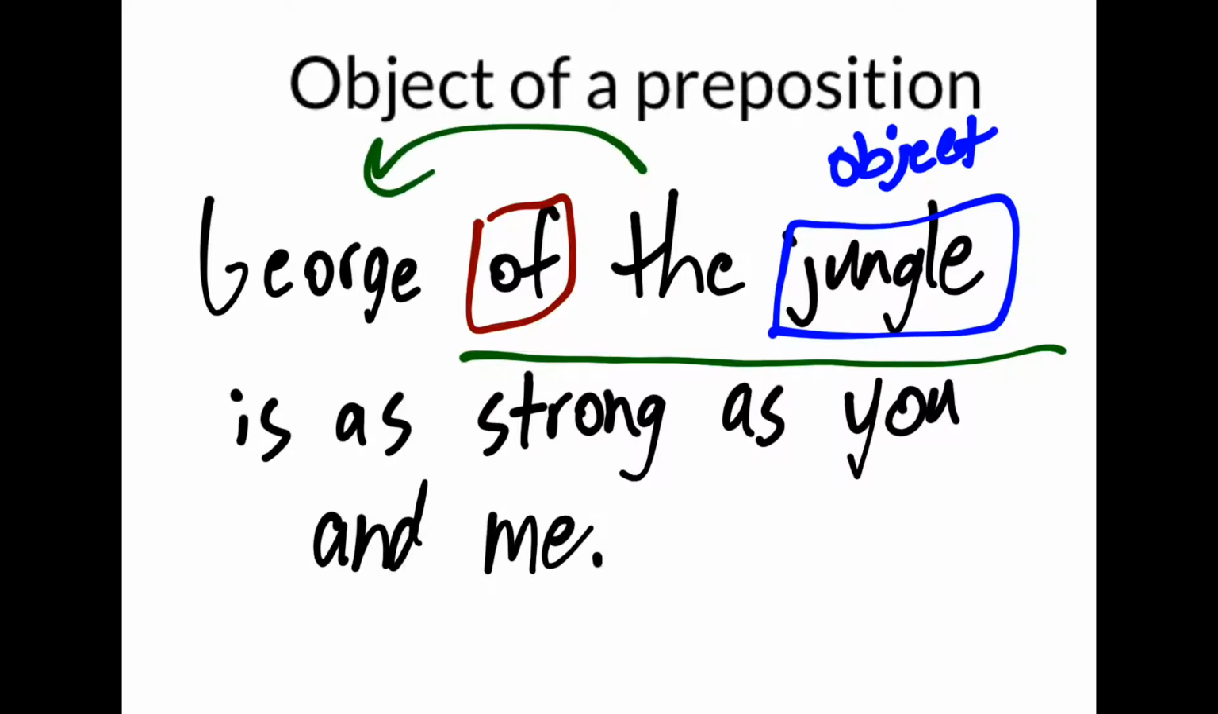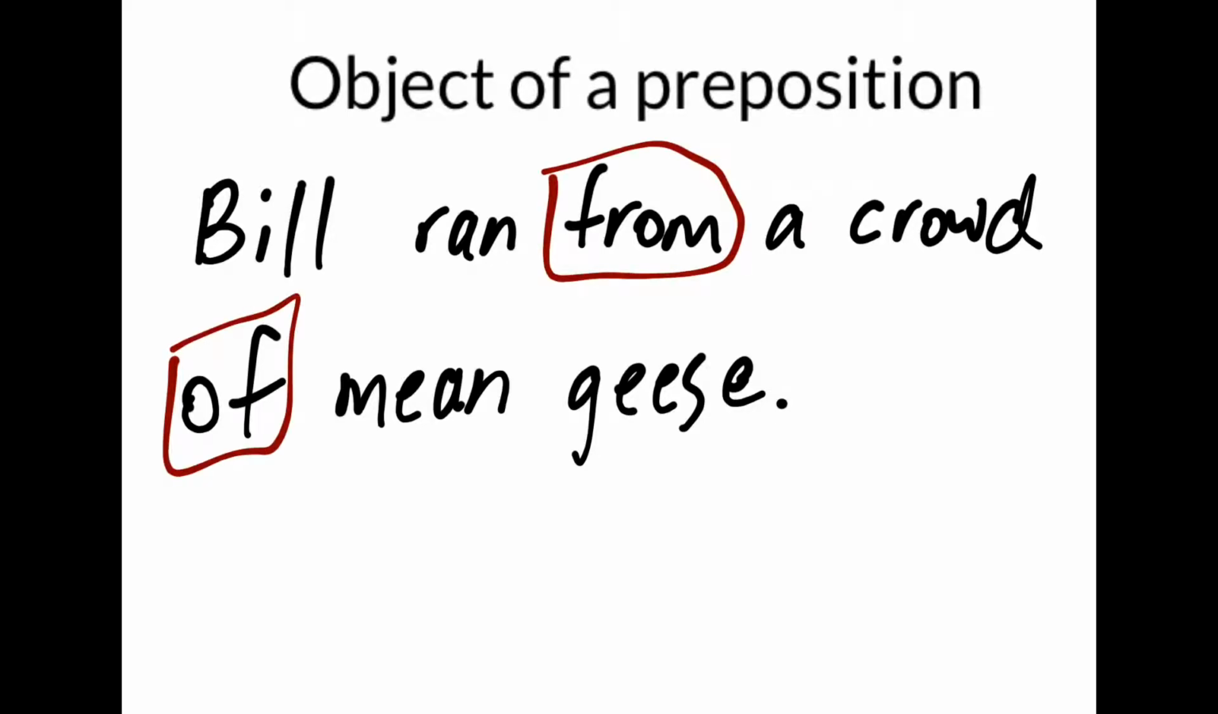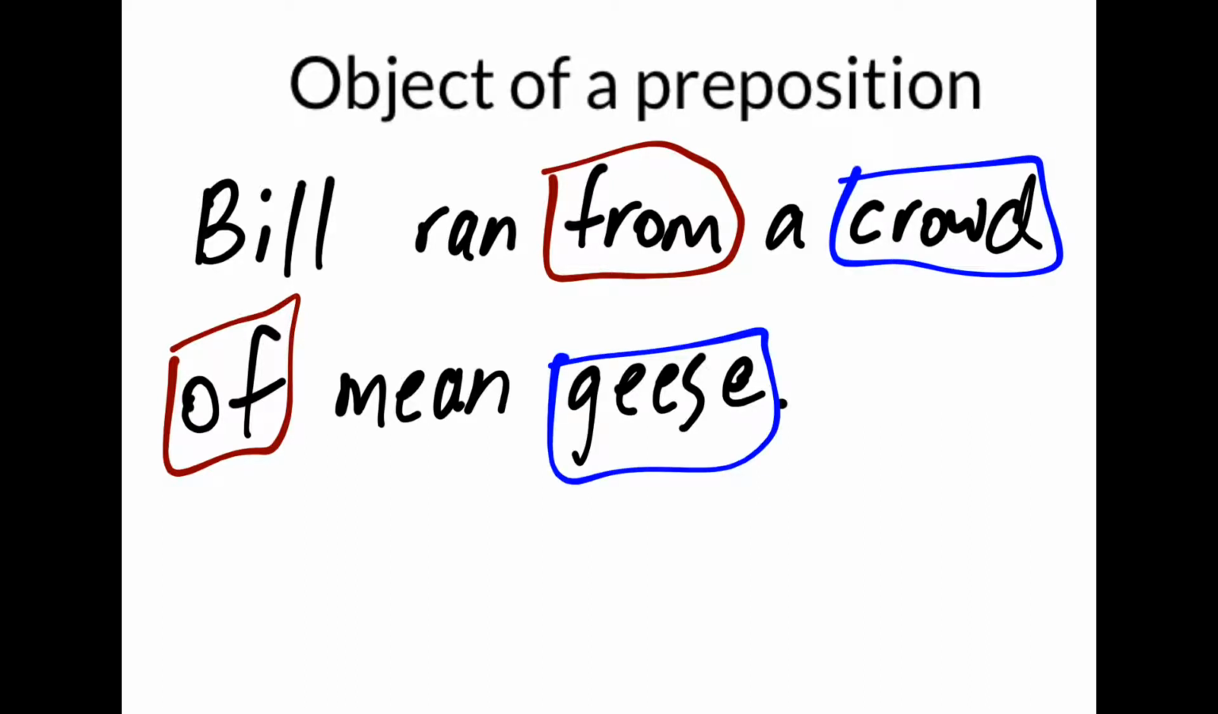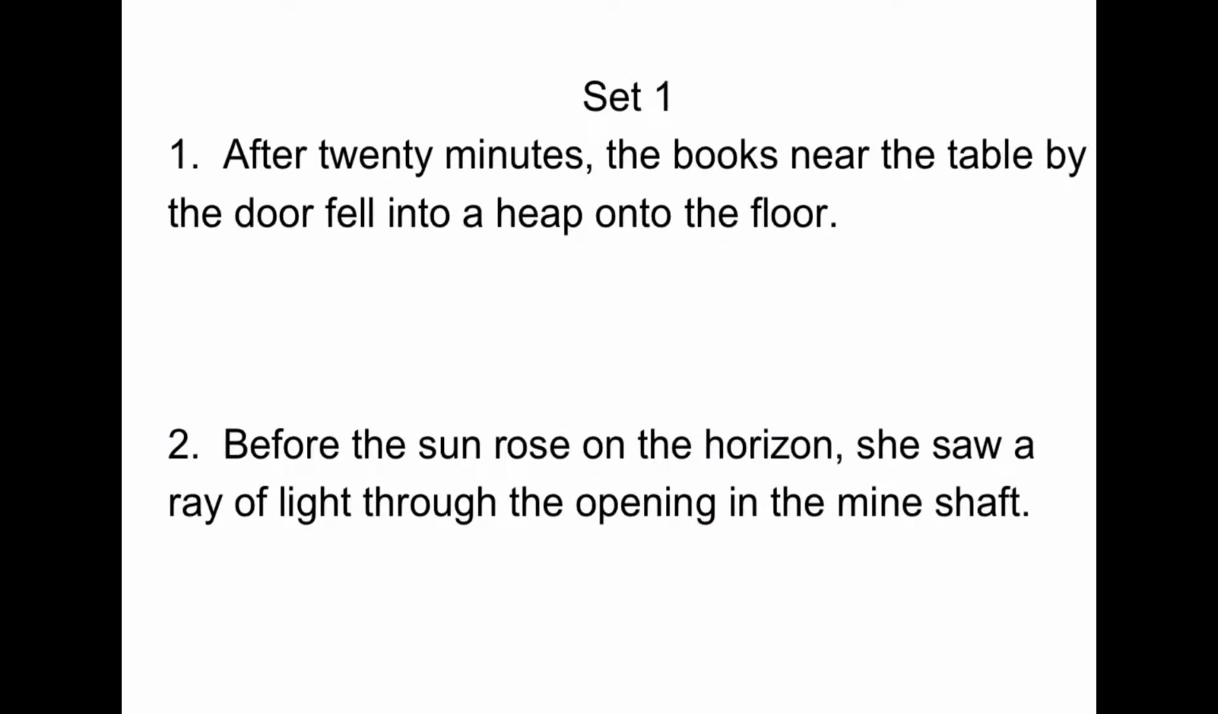Here it modifies George. So in a sentence like Bill ran from a crowd of mean geese, from is a preposition, of is a preposition. The objects are crowd and geese. The prepositional phrases include the preposition and its object, and all of the modifiers in between. In these 10 sentences, see if you can identify all of the prepositional phrases.